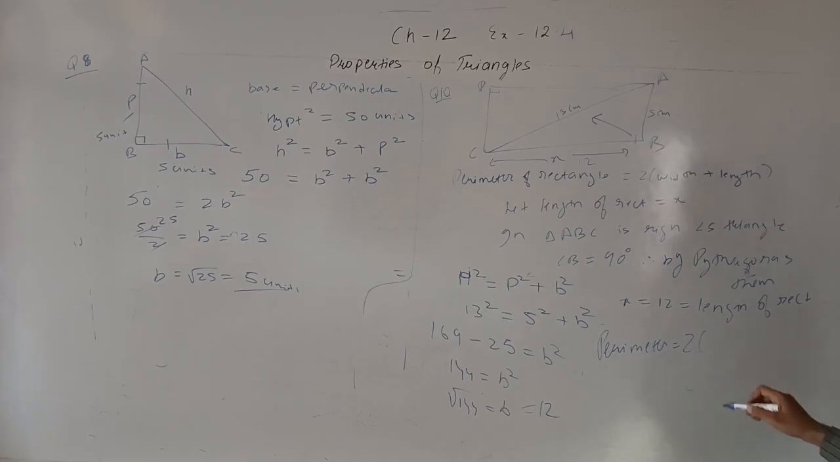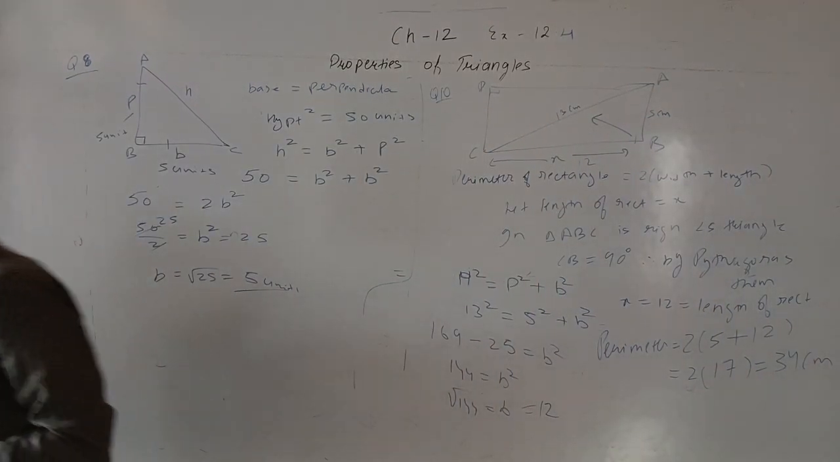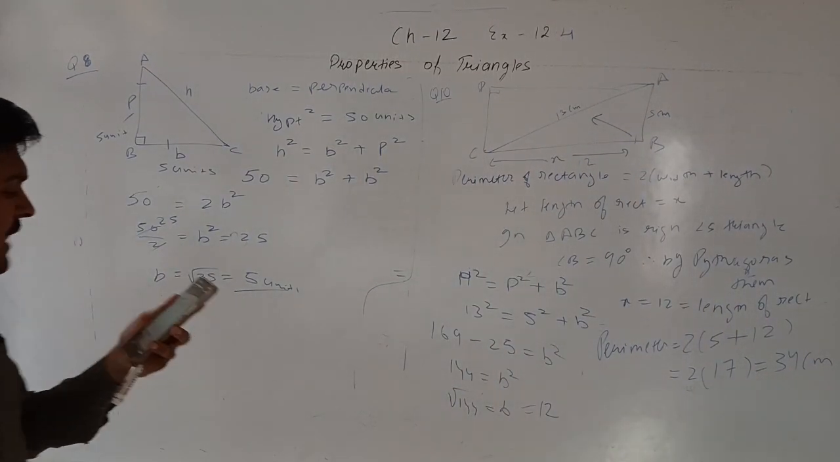Now we have to find the perimeter of the rectangle. So perimeter is equal to 2 times 5 plus 12, where 5 is the width and 12 is the length. Therefore 2 times 17, and 2 times 17 is 34. Therefore 34 centimeter is the perimeter of the rectangle. This was our question number 10.